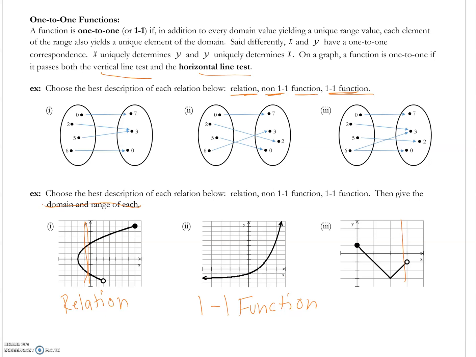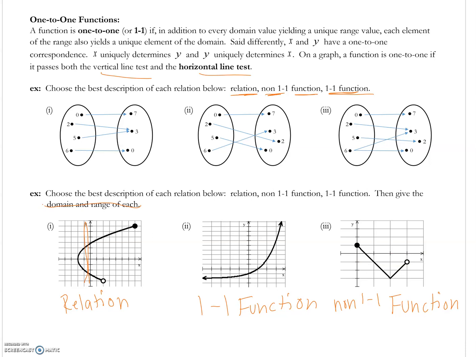Lastly, again, I'm going to start with my vertical line test. Those vertical lines only hit my little curve once, so it is a function. If I draw my horizontal lines, so far it only hits once. But down here, we start hitting our curve twice when we draw horizontal lines. So it is a non-one-to-one function. I always think looking at the graphs is a little bit easier than looking at the mapping diagrams.